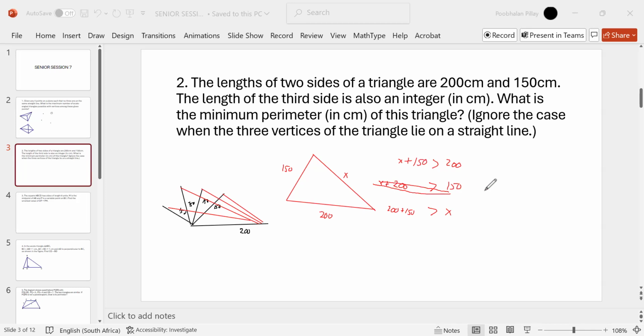But this one here can be useful, because if you bring the 200 to the other side, then you have 200 minus 150. So x has to be greater than 50. 50 plus 150 is 200, but anything bigger than 50 will make this true. And in the other case, x is smaller than 350.